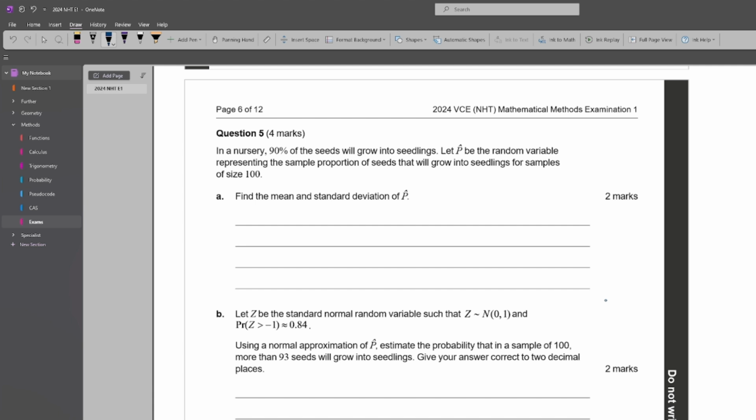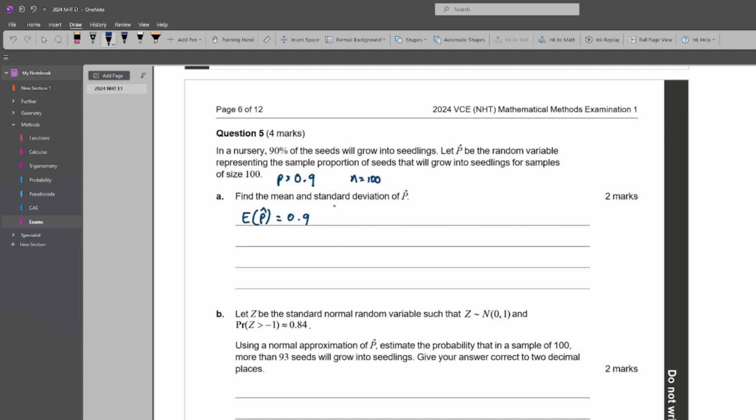Okay, so we've got some statistical inference here. In a nursery, 90% of the seeds will grow into seedlings, where p hat is the random variable representing the sample proportion of seeds that will grow into seedlings for samples of size 100. So we've got p equals 90%, or 0.9, and we've got n equals 100. Find the mean and standard deviation of p hat. Okay, so the mean, E of p hat, is just going to be that 0.9, or 90%.